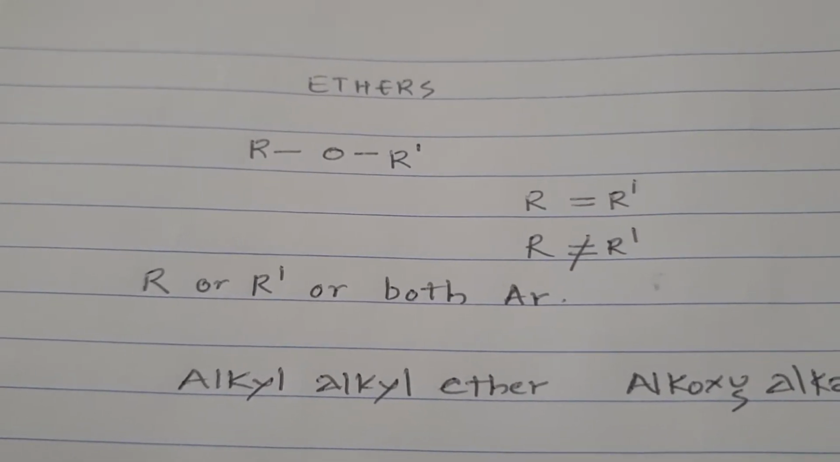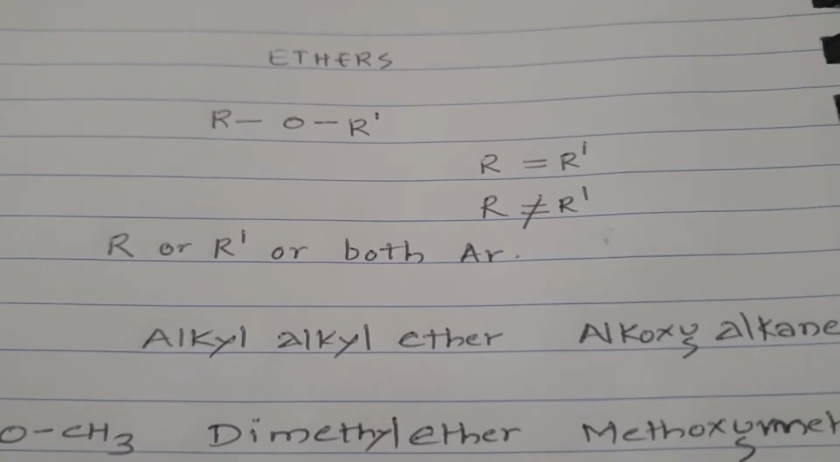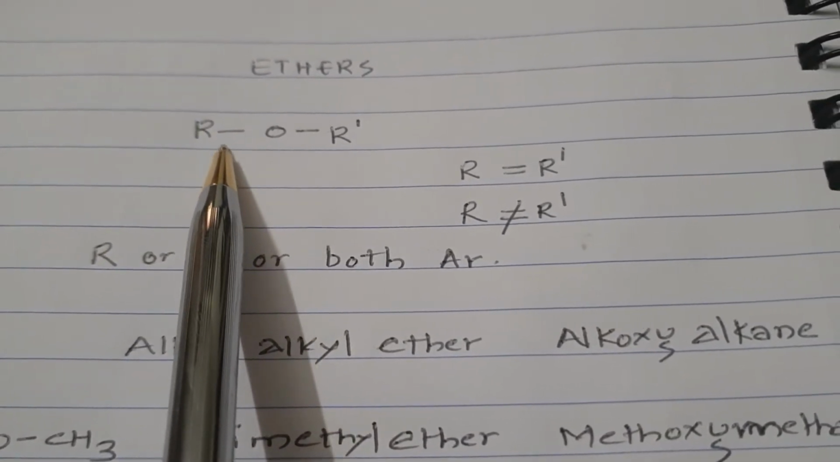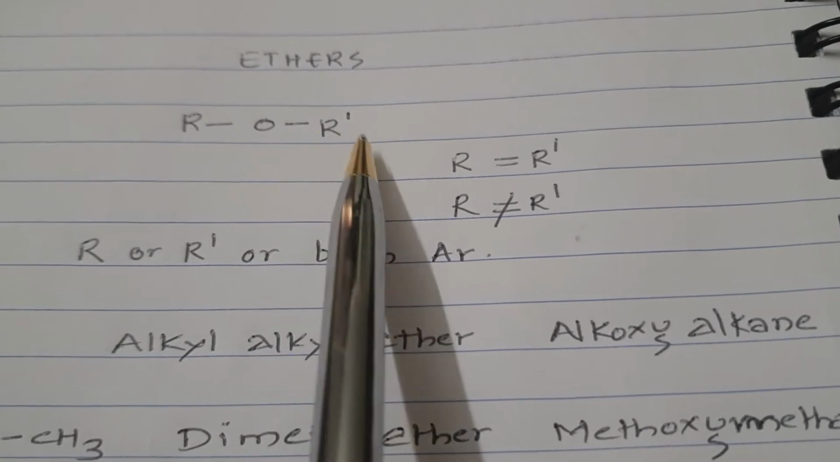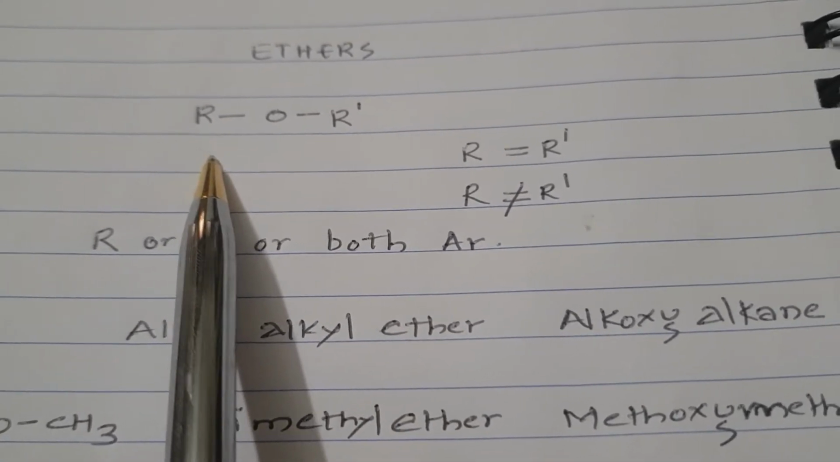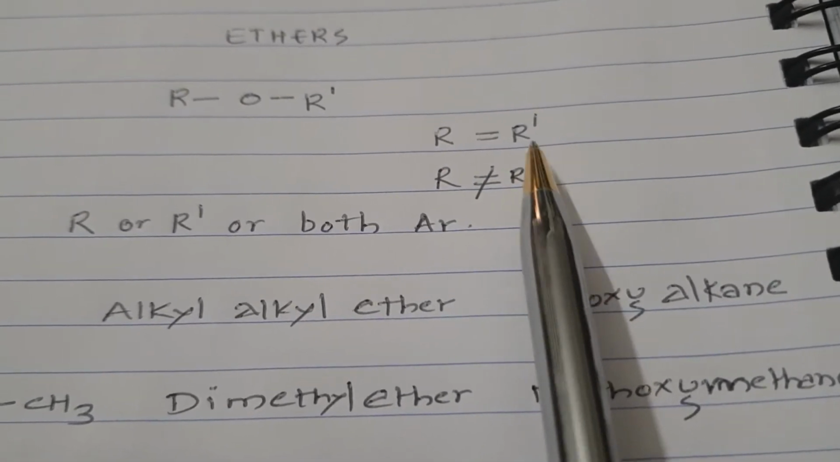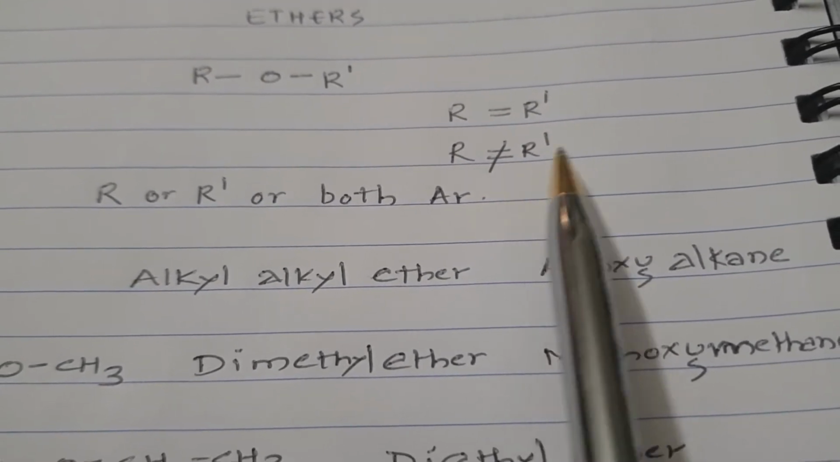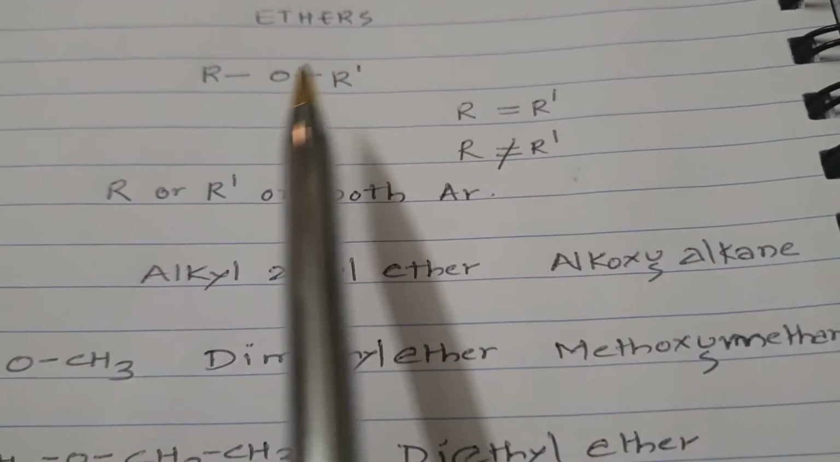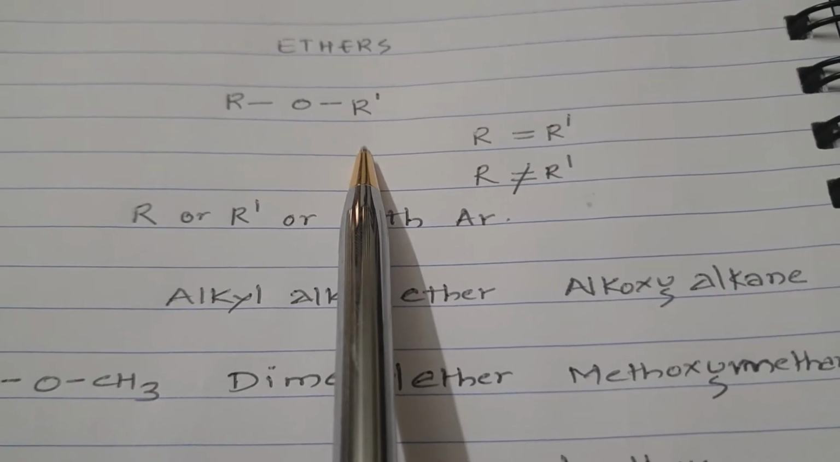Let us now study the nomenclature of ethers. We normally represent ethers as R-O-R'. R stands for alkyl group. Here R may be equal to R' or it may not be equal to R'. That is, the two alkyl groups can be same or they may be different.